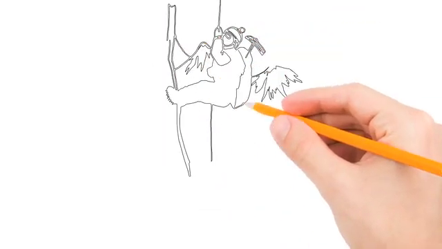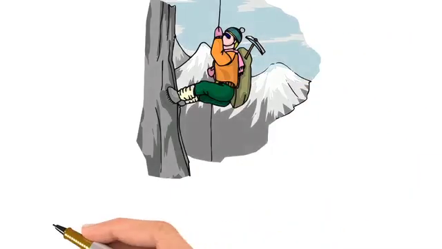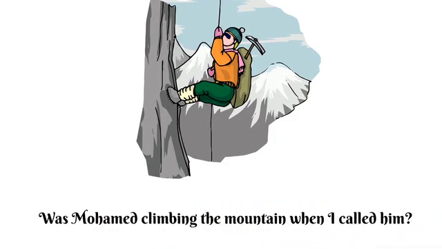In this last example, the question is, was Muhammad climbing the mountain when I called him? So the question is, was Muhammad climbing? And in a situation like this, we tend to use the past continuous when a longer action is interrupted by a short action. So the longer action was Muhammad climbing, it takes time, and it was interrupted by the phone call, which was of course very short.